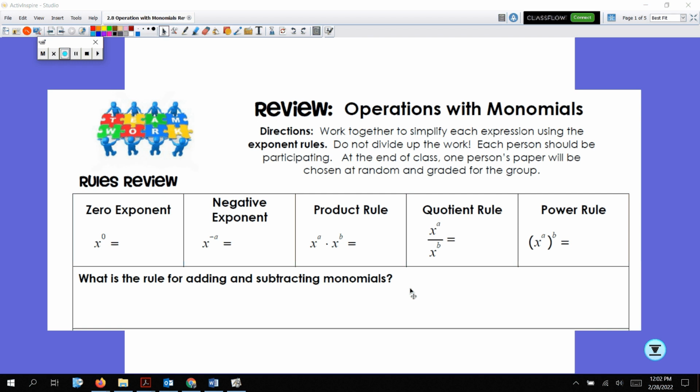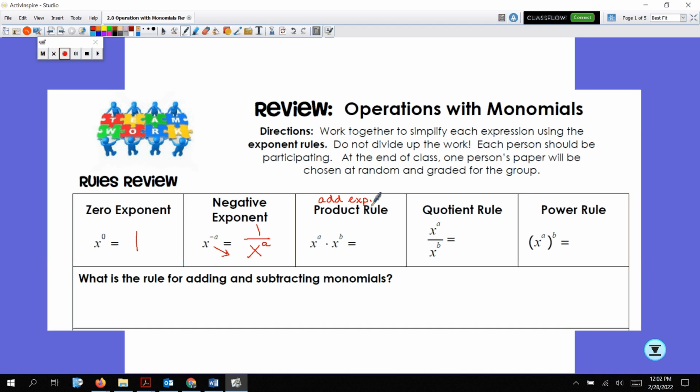All right, this is lesson 2.8, and we are going to be reviewing all the operations with monomials, okay? So let's just review the rules here. Anything to the 0 power is 1, right? That's a 0 exponent. Negative exponents have to be rewritten so that you then make a fraction, like I would move this down to the denominator, change that exponent to a positive value, okay? When we use the product rule, we add exponents.